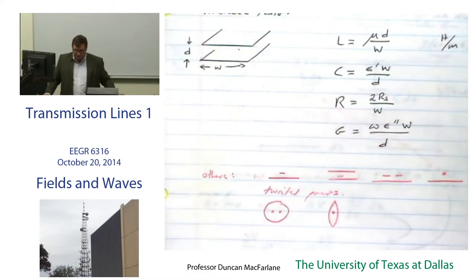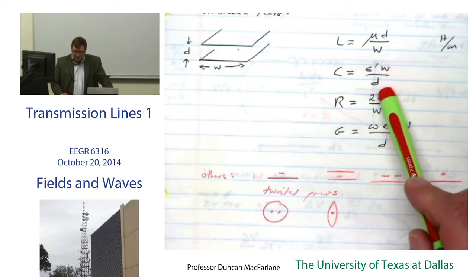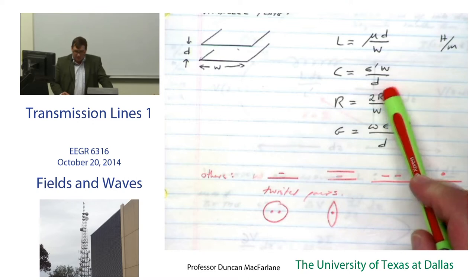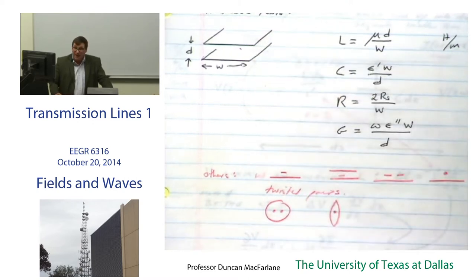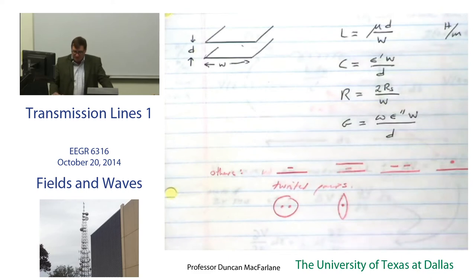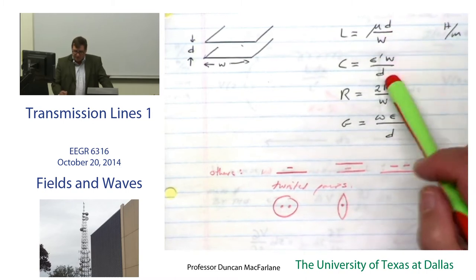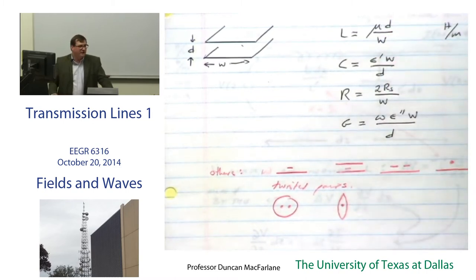But this one's nice because it looks like a parallel plate capacitor. And so I can draw your attention to, for example, the capacitance, epsilon W over D. Remember, for a parallel plate capacitor, it's epsilon A over D. But we're doing capacitances and inductances per length. So the area per length is just W. So this here is exactly epsilon A over D, except per length, it's the width of the line. And the inductance, again, has the D over W instead of W over D. So flipped relationship for the geometrical factor, the shape factor.